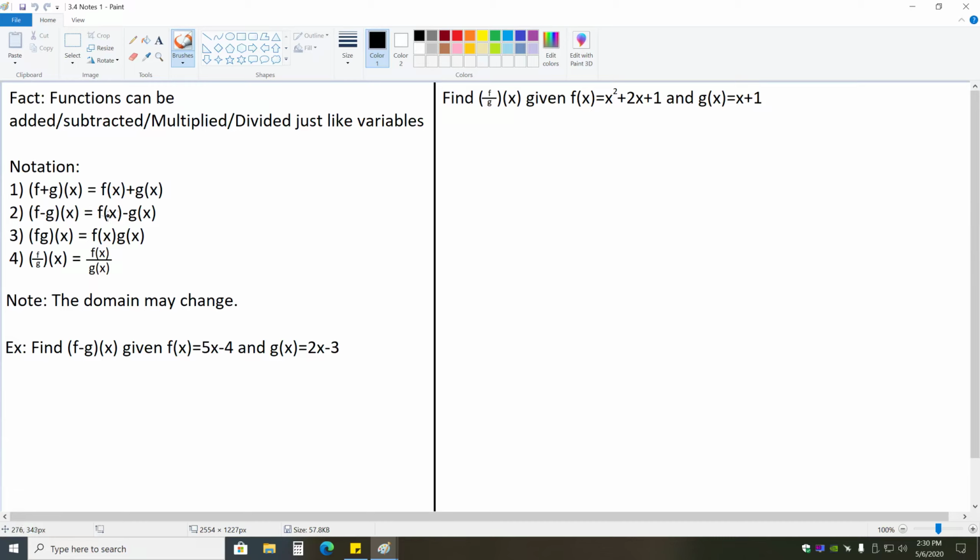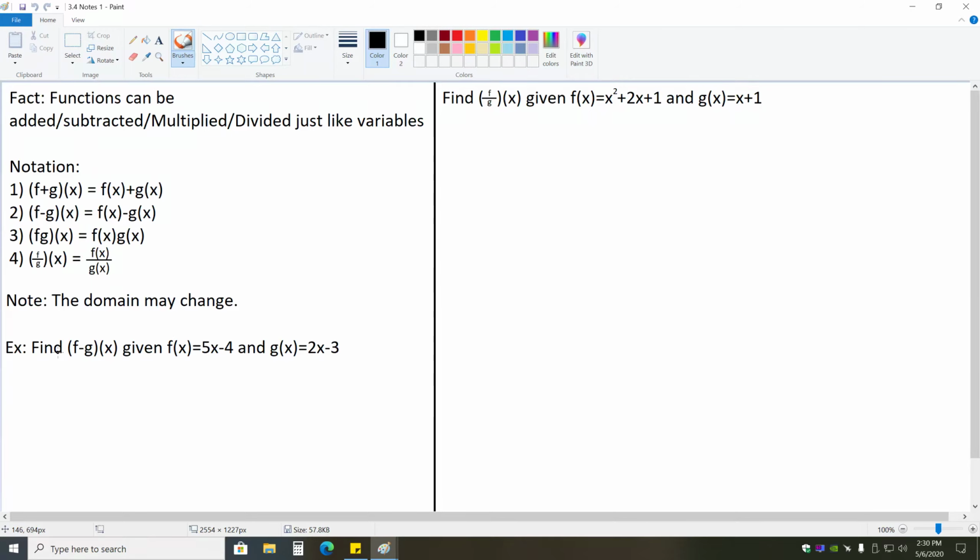Likewise, if we're subtracting f of x minus g of x, we have f minus g of x. It creates a new function when we do this. We can also have fg of x, which means we have f of x times g of x, and finally f over g of x, which means we have f of x divided by g of x. When we do this, as I said, we are creating a new function, which means that new function may have a different domain. So the domain may change. It is important to note the new domain as you go through these problems.